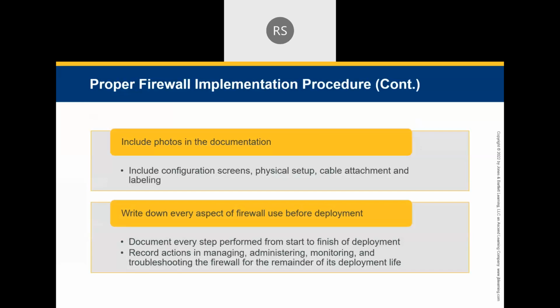Also, before you deploy the firewall, you want to write down every aspect of that firewall used before you deploy it. This allows you to anticipate potential issues because you can detail configurations, setups, and connections in advance. You also want a step-by-step deployment documentation. So from start to finish, this allows you to create a troubleshooting blueprint for recording actions from start to finish.